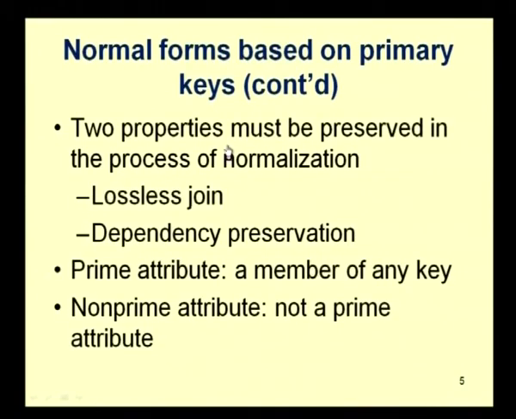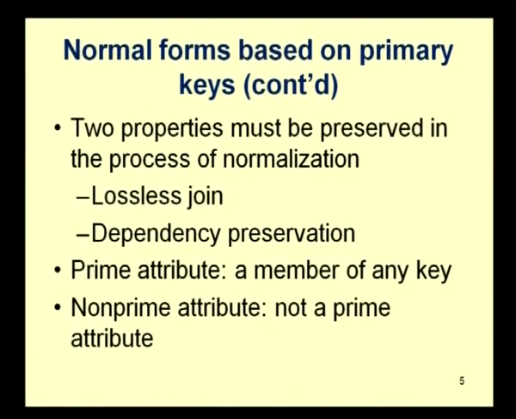Normal forms are basically based on primary keys, and when we are doing the normalization process, two properties must be preserved. One is lossless join and one is dependency preservation. That is, when you are joining two tables, you should not lose data. That is what is called lossless join. We will go a little more in detail about this later. And then one is dependency. After all, the attributes are dependent on each other. You cannot remove the dependency, because whatever the designer has decided is the dependency, you cannot remove that.